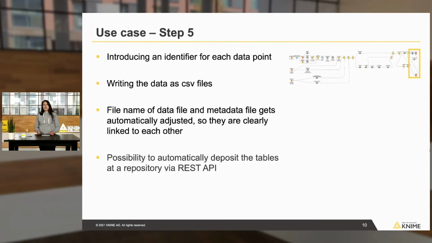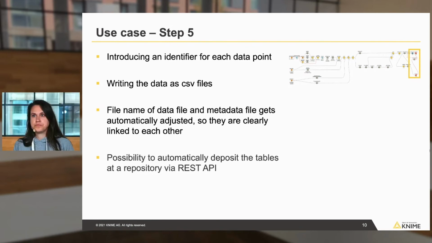And then in the last step, I would write the data. And before that, I was, again, still introducing an identifier, so a clear identifier within the data set for each data point. And I also introduced a kind of automatism so that the file name that the user chooses for the data file would automatically also define the file name of the metadata file so that these two are then clearly linkable. At that point, it would also be possible to write the data automatically from within KNIME to a data repository, like, for example, Zenodo or Figshare via REST API. But this was not applicable for our project at that time.